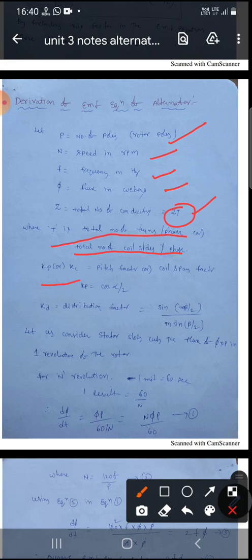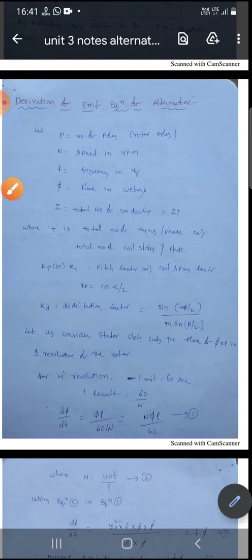Now Kp or Kc is equal to the pitch factor or coil span factor, and the formula is Kp equals cos alpha by 2, and Kd is equal to the distribution factor, where the formula is sin of m beta by 2, whole divided by m into sin beta by 2.